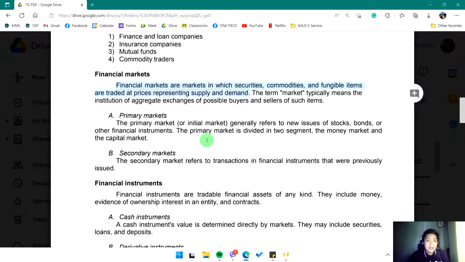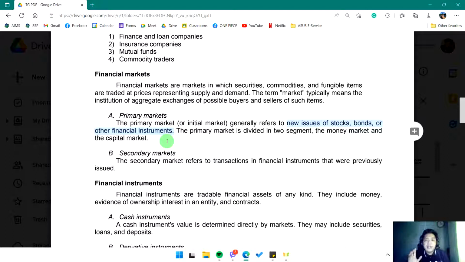We have the primary markets, which generally refers to the new issues of stocks, bonds, or other financial instruments, primarily divided into two segments, money market and capital market. Ibig sabihin lang po nito, ito yung initial market na poproblemahin mo. Usually, nagre-refresh ito. Dito lumalabas yung mga bagong issues ng mga stocks, ng mga bonds, and other financial instruments.